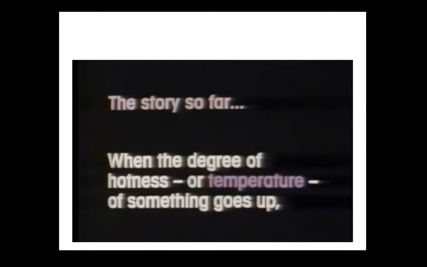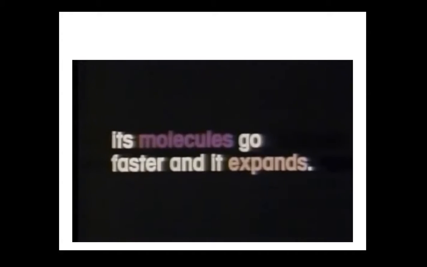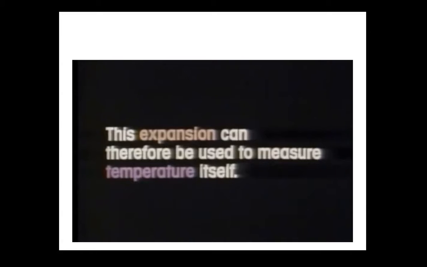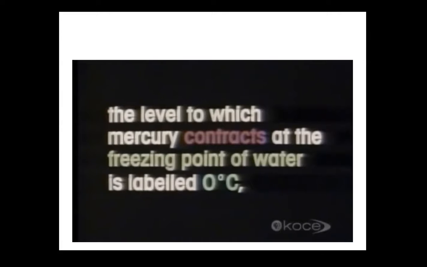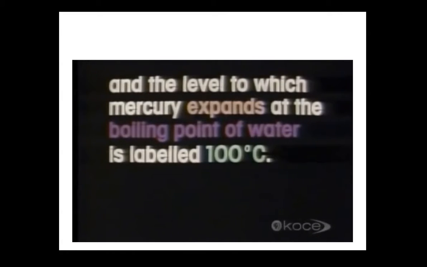The story so far. When the degree of hotness or temperature of something goes up, its molecules go faster and it expands. This expansion can therefore be used to measure temperature itself. A device which does this is called a hotness meter or thermometer. On the Celsius scale thermometer, the level to which mercury contracts at the freezing point of water is labeled 0 degrees Celsius, and the level to which mercury expands at the boiling point of water is labeled 100 degrees Celsius.